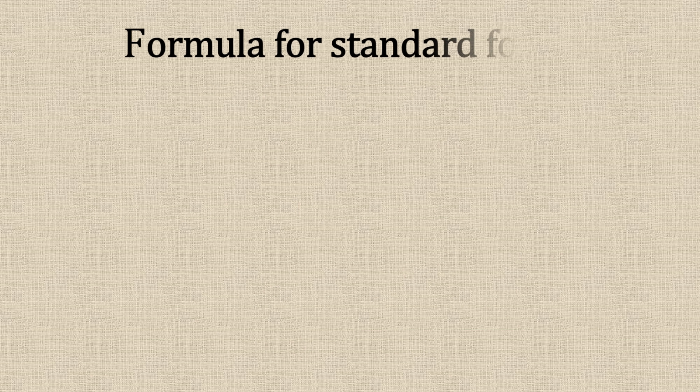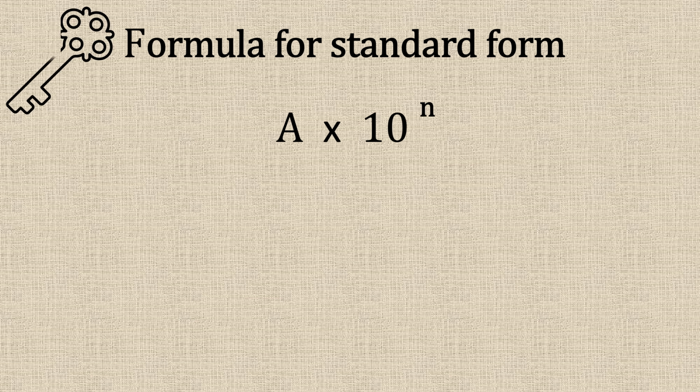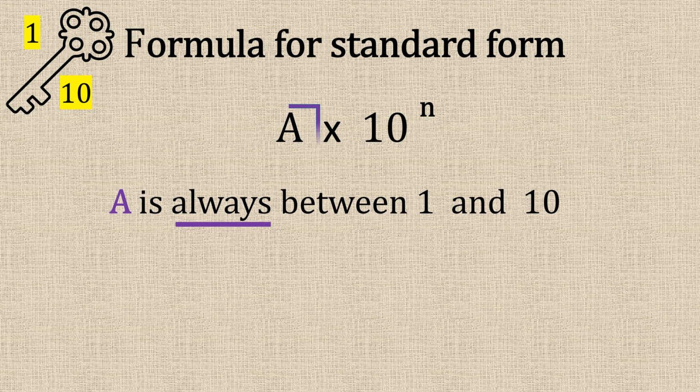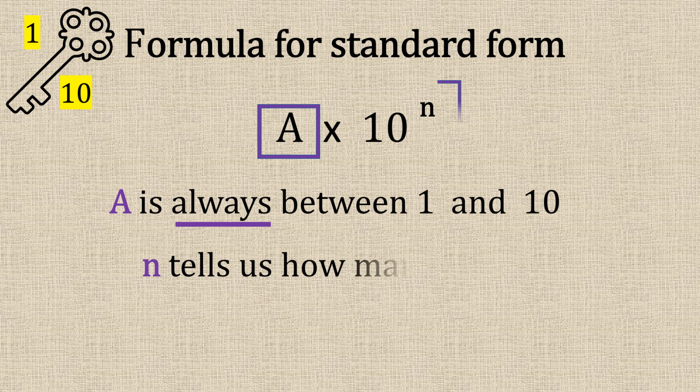Now there's a formula to remember for standard form: a times 10 to the power of n. Now you need to have this key. A is always between 1 and 10, not including 10, and n tells us how many places to move the decimal.